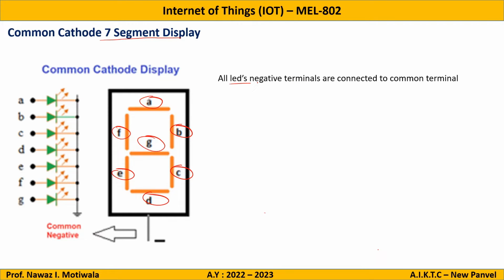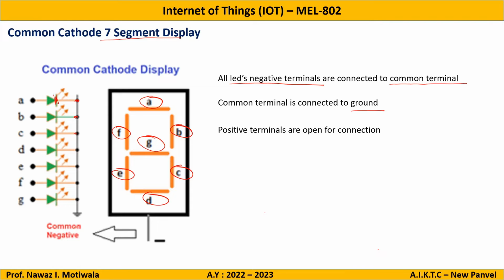All LEDs' negative terminals are connected to a common terminal, and that common terminal is connected to ground. So you can see here, these are LEDs A, B, C, D, E, F, G. All the negative terminals of the LEDs are connected to one single point, and this single point is connected to a common negative, that is ground. And the positive terminals are open for connection. So these terminals, this side, are open for connections, wherein we use Arduino pins.